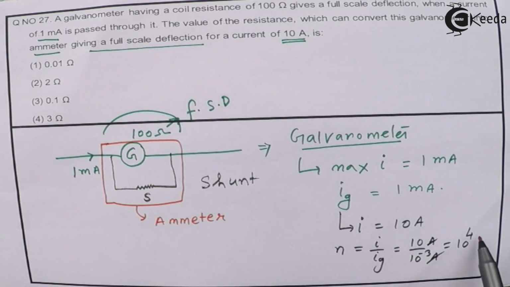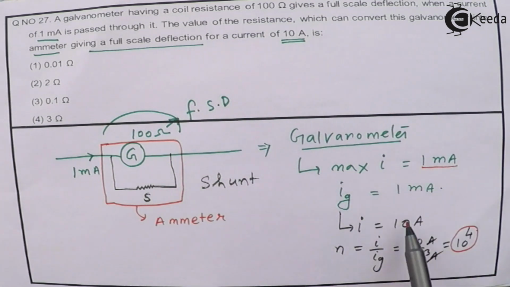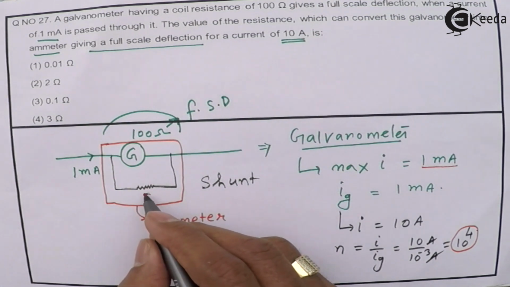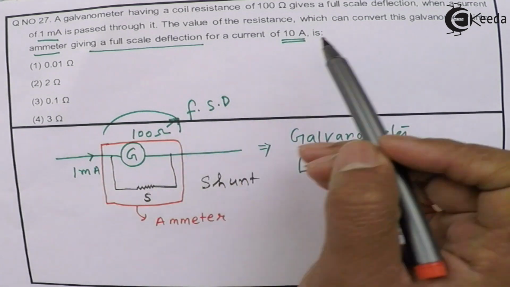And now we are interested in measuring 10 raised to 4 times, that is 10,000 times, more current than the earlier 1 milliampere. You can also check that if I multiply this with 1 milliampere, I get 10 amps. The range has to be increased by 10,000 times. So for that you require a specific resistance. So for what value of S can we move from this arrangement to this arrangement? That is what you define.